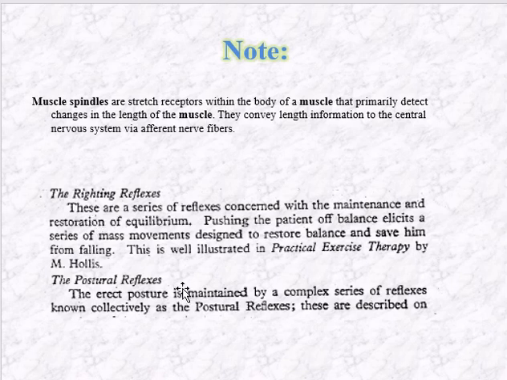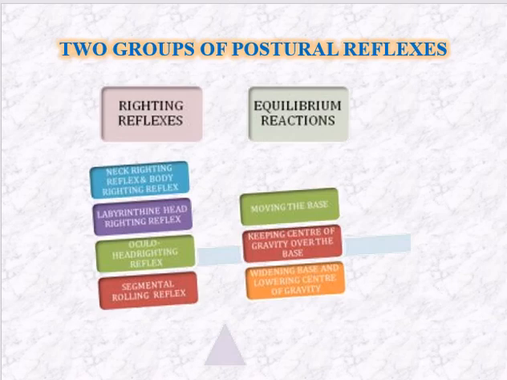Now, righting reflexes. These are a series of reflexes concerned with the maintenance and restoration of equilibrium. Pushing the patient off balance elicits a series of mass movements designed to restore balance and save him from falling. Posture reflexes. The erect posture is maintained by a complex series of reflexes known collectively as posture reflexes. There are two groups of posture reflexes: righting reflexes and equilibrium reactions.